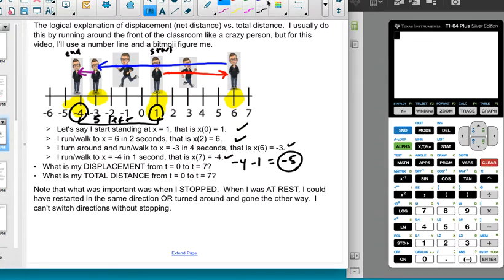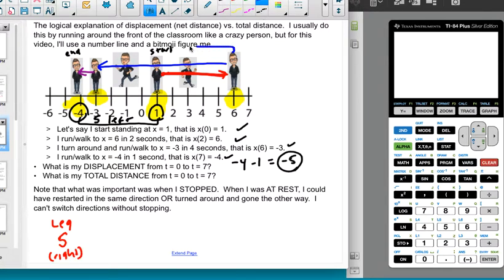But what's my total distance? Well, I color-coded the legs, right? On the first leg, I ran from 1 to 6, right? So on the first leg in red, I ran 5. I happened to run 5 to the right, but it doesn't really matter that I ran 5 to the right because I just care that I ran 5.